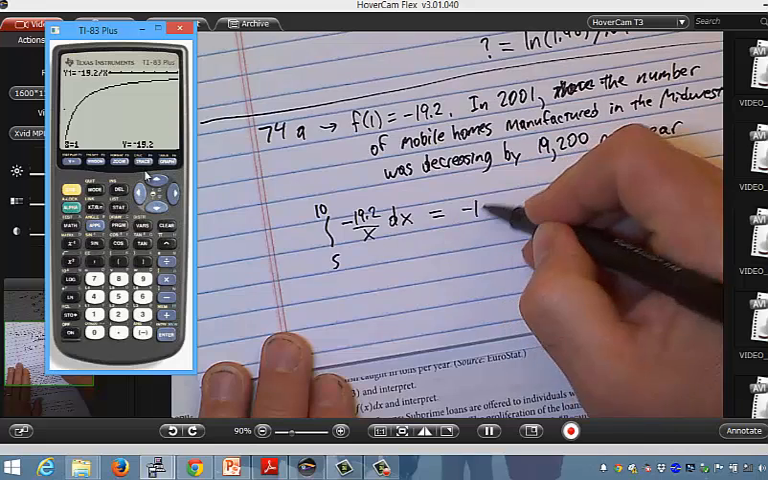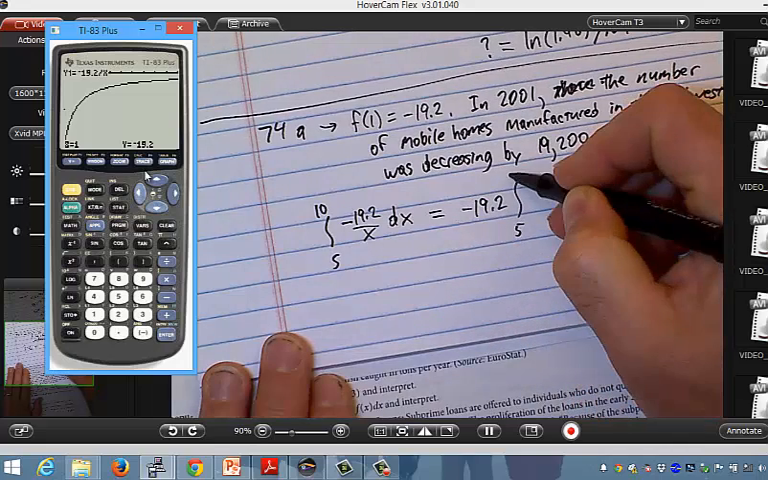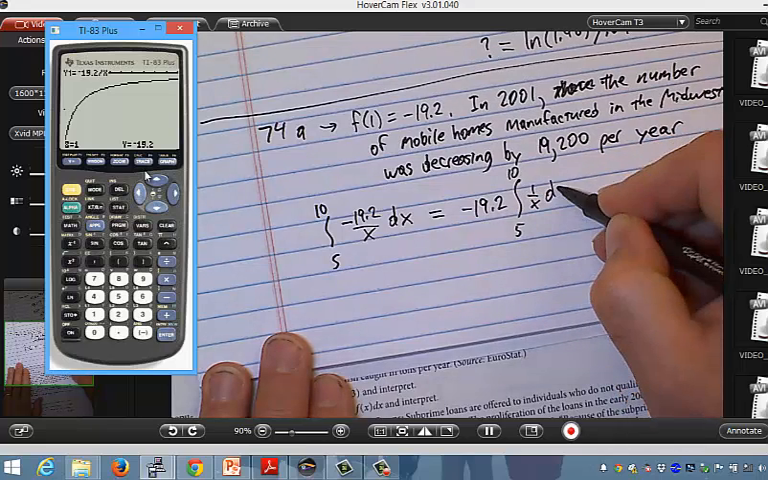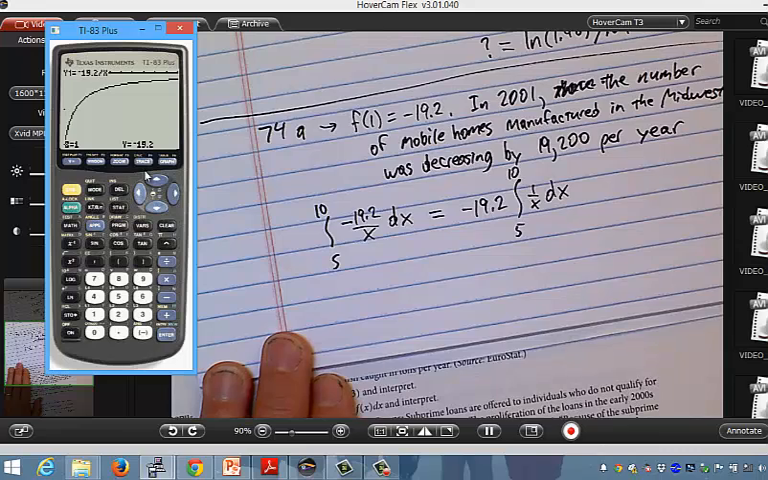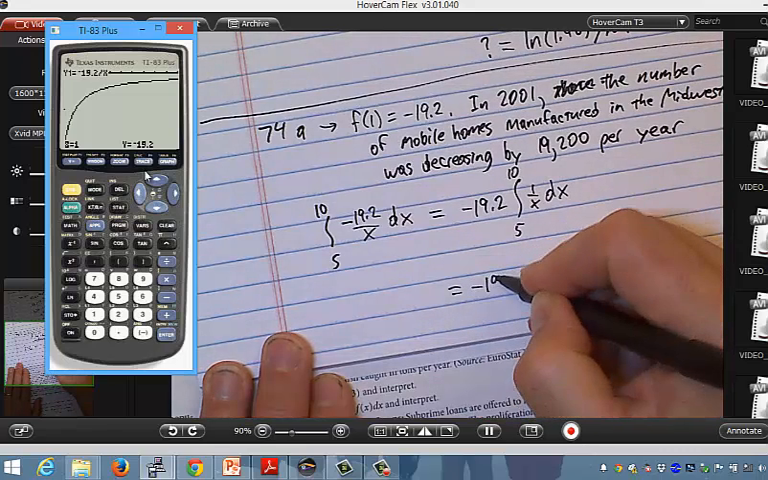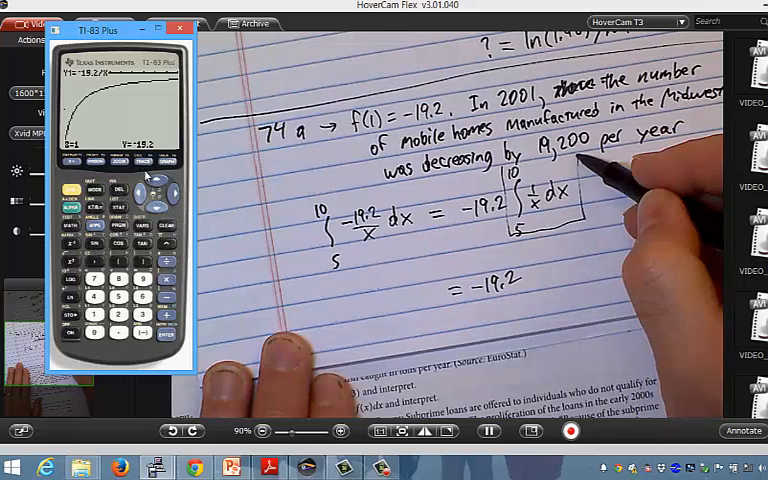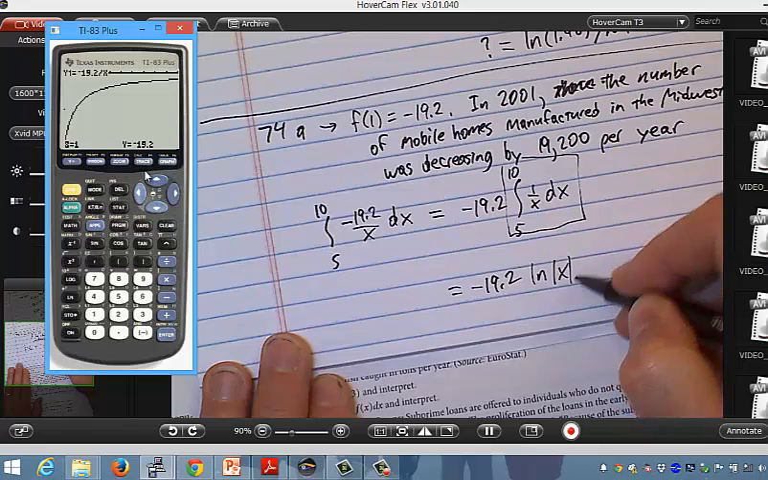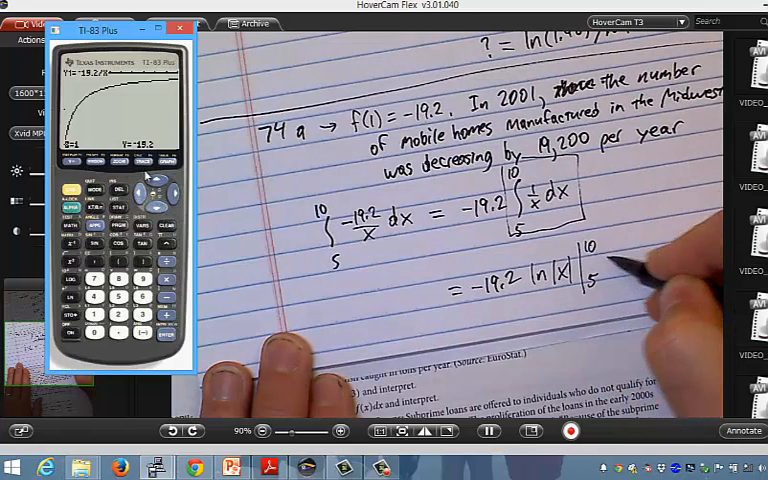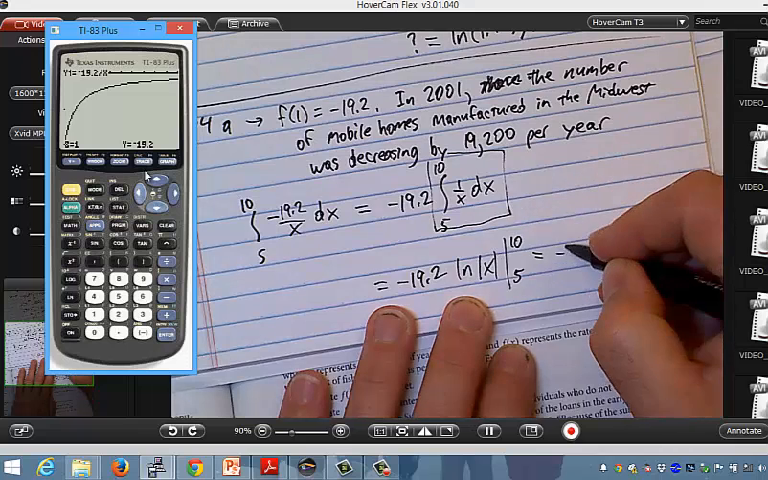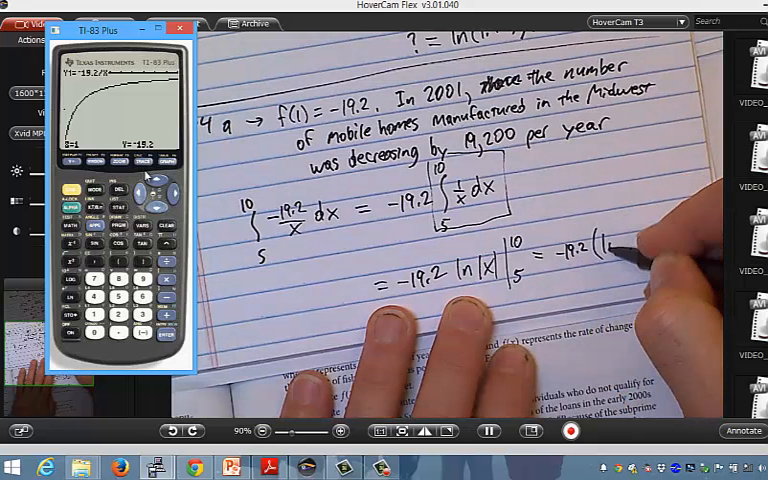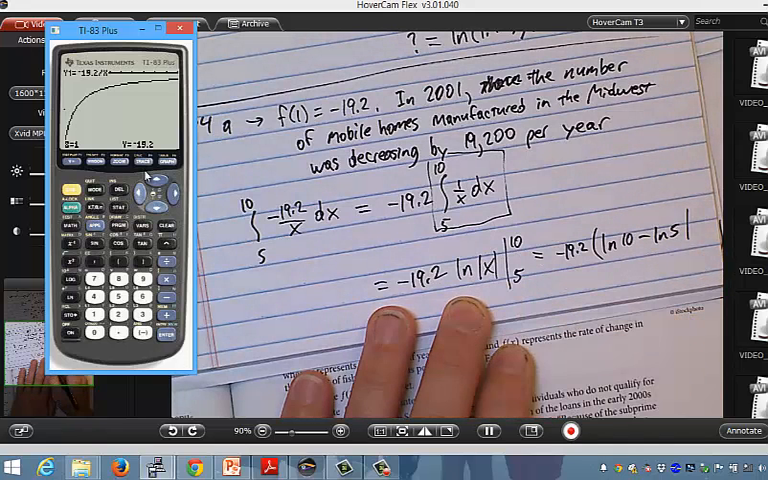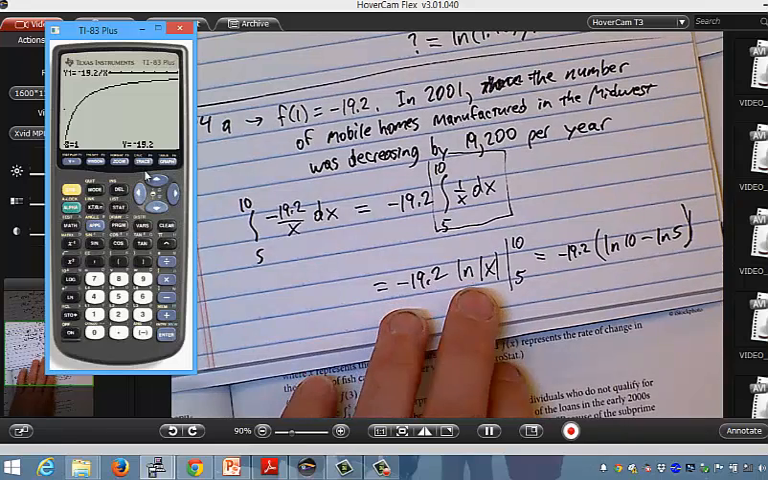And some of you guys were asking me, how do you integrate this? If you pull the negative 19.2 out, you just have 1 over x dx, or some people wrote it as x to the negative 1. So you get this very special integral. How do you integrate this thing? It's the natural log of the absolute value of x. So now what you have is negative 19.2 times the natural log of 10 minus the natural log of 5. If you plug those numbers in for x, this is what it looks like.